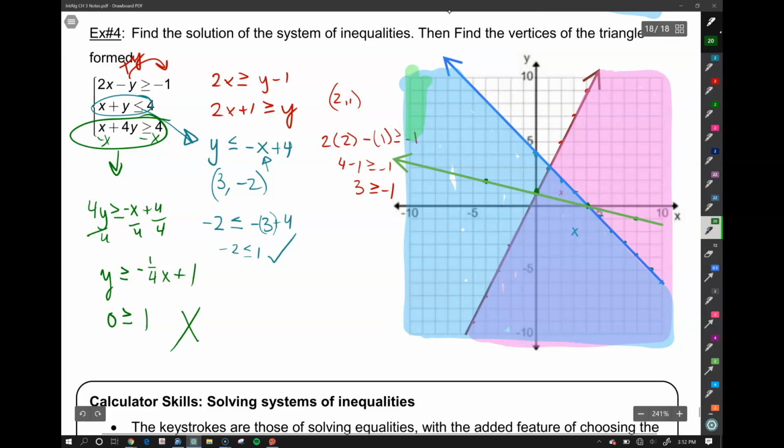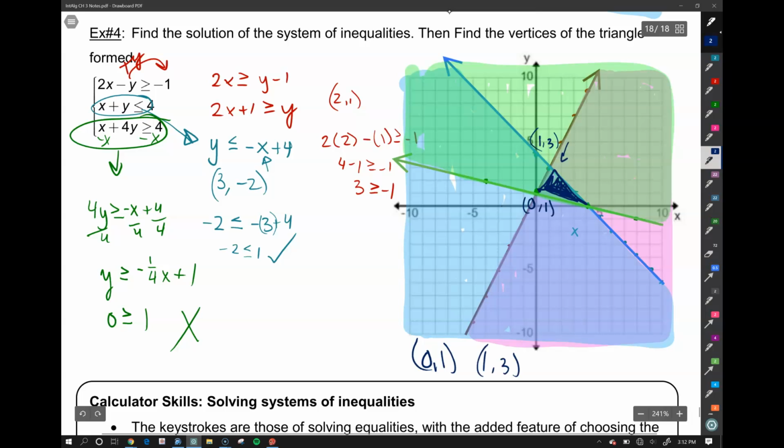So this is what Jesse was talking about, was like, wait, our whole graph is literally shaded, but there's only a small triangle portion where it's all overlapping. So the solution is literally this triangle right here. This is our solution. But wait, what are we actually supposed to be finding here? The vertices of the triangle. So what are our 3 vertices? 0, 1, 3, and then 4, 0. Those are the 3 vertices of our triangle.